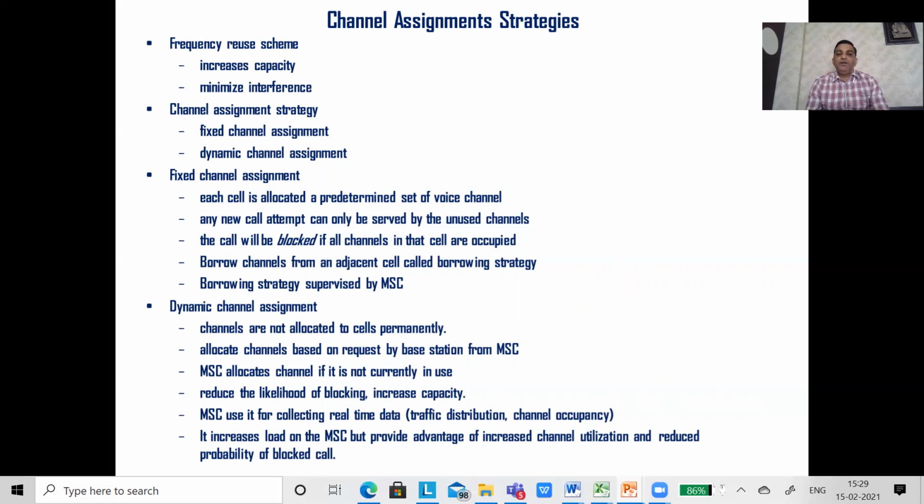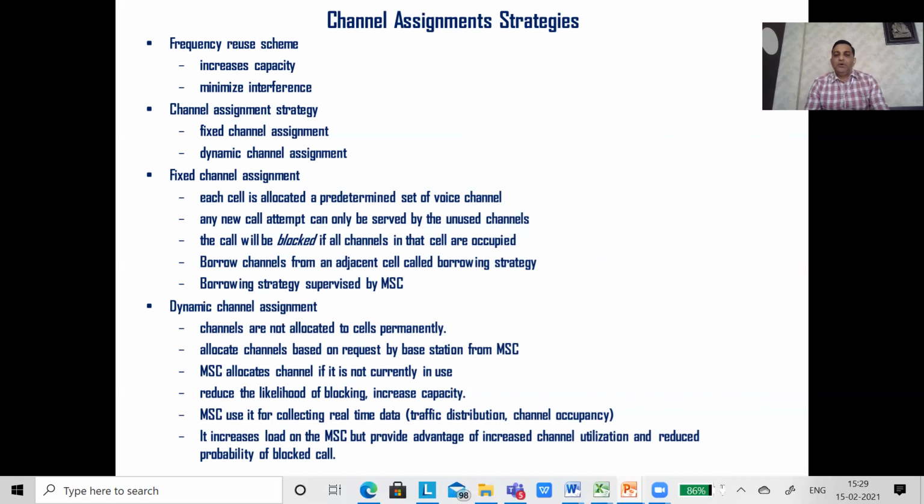Fixed channel assignment. In fixed channel assignment, a cell is allocated a predefined set of voice channels. So a predefined set of voice channels is allocated in fixed channel assignment strategies. Any new call attempt can only be served by unused channels. So what do you mean by used channel and unused channel?